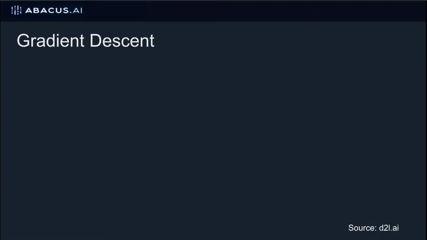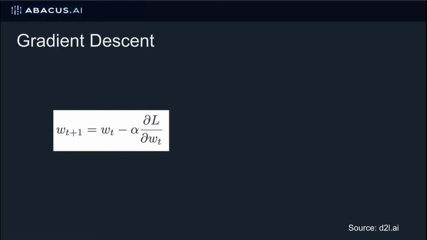Now that we have the gradient for the weight, what do we do with it? Because our goal is to minimize loss, the most intuitive way to do it is to take a step against the gradient direction. This is called gradient descent. Formally, at step T, we update the weight by subtracting the product of the gradient and the step size alpha.